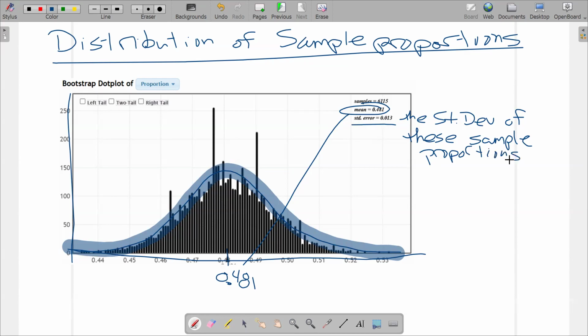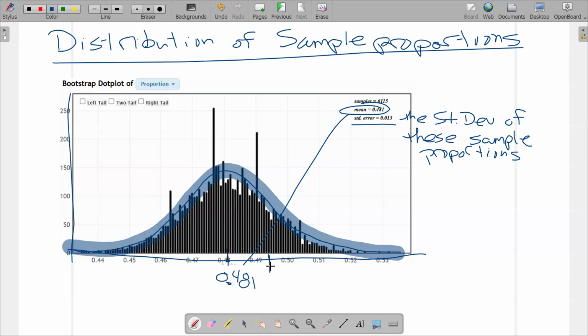So if I look two standard deviations to the right, let's see if I can calculate that. The standard error is 0.013, which would be 1.3%. Two of those would be 2.6%. If we add that on to 48, we've got like 50.6%.